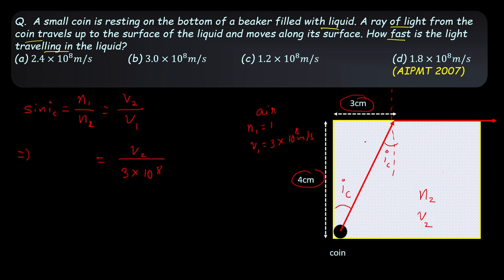This triangle is also called the 3-4-5 triangle anyway. So the hypotenuse will be equal to 5. So sine of this angle will be equal to perpendicular by hypotenuse. So V2 would be equal to 9 divided by 5 into 10 power 8. So 9 divided by 5 is 1.8. So 1.8 into 10 power 8 meters per second. So this is option D. I hope this is clear. Let's move on.